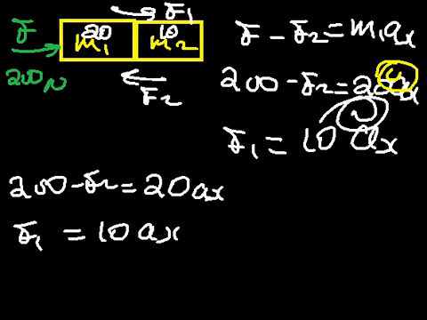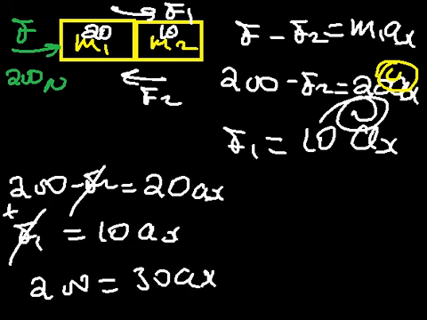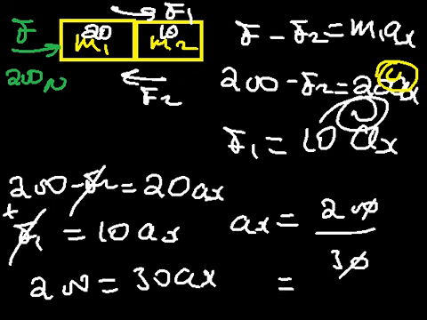According to Newton's third law of motion, these forces are the same but differ in direction. So we add the two equations and the forces cancel. We have 200 equal to 30 times acceleration. So what is the acceleration? It is 200 divided by 30, which corresponds to 20 over 3 meters per second squared. That's how the acceleration is obtained.